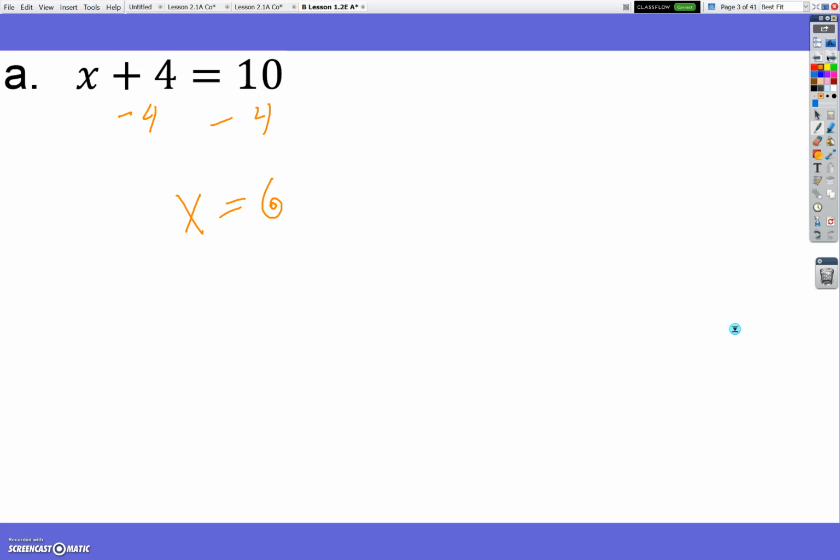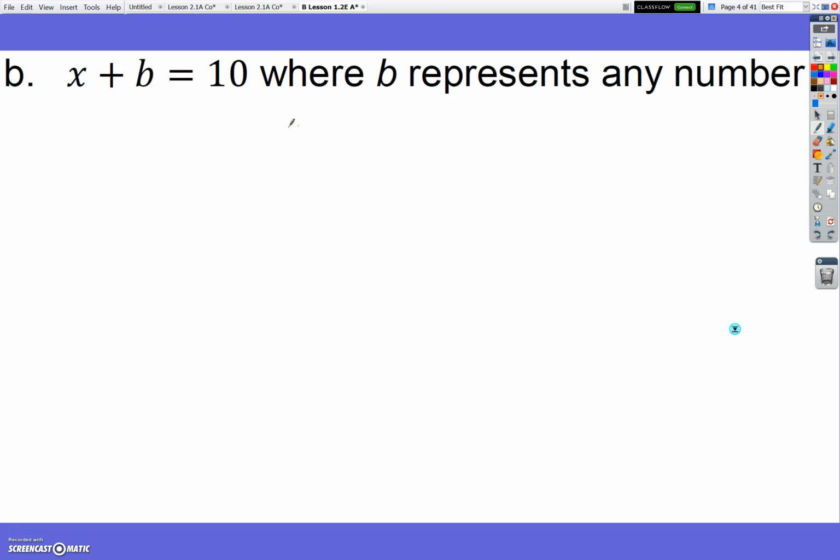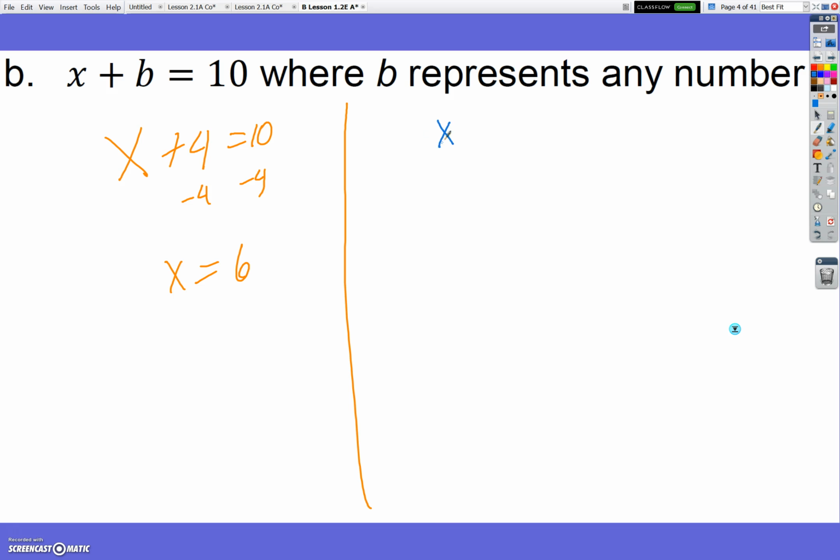But now let's go ahead and take it one step further. Instead of that 4, I replaced it with a b. So I had x plus 4 equals 10. You guys showed me how to solve that by minusing 4 on both sides to get x equals 6. Now, this is what b is saying. Instead of that 4, what we are going to have is the letter b. So, same idea. I have x plus b.